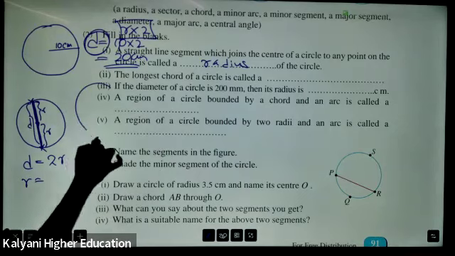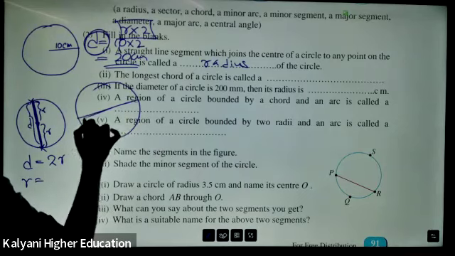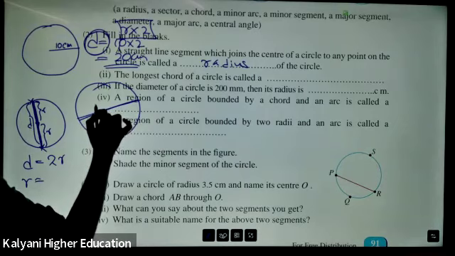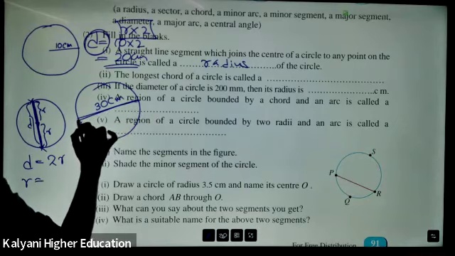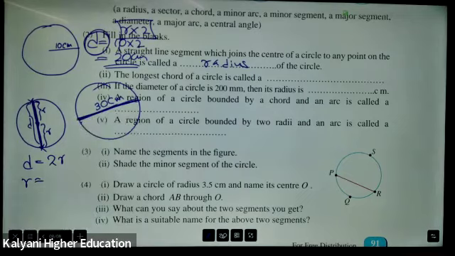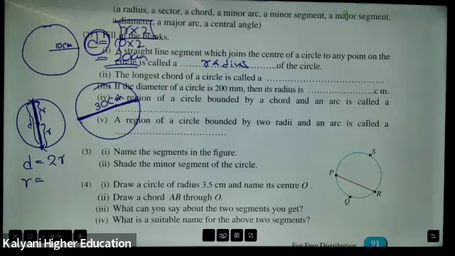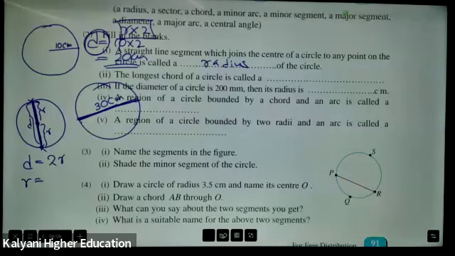If I have a circle, if the diameter is 30 centimeters, what is the radius? 15 centimeters. Why 15? Half of the diameter. Now you can use the knowledge. That means you have knowledge. Why are you not using it?